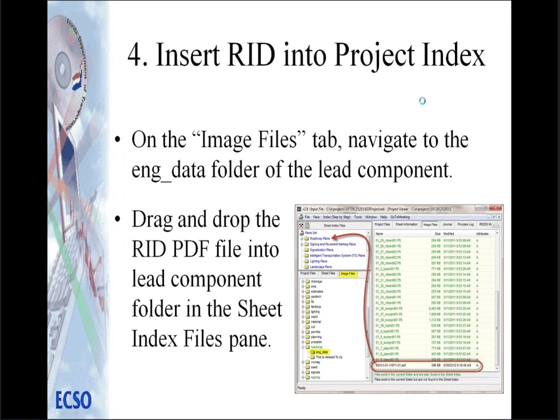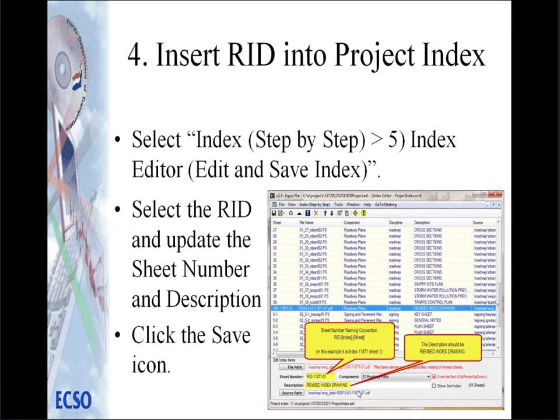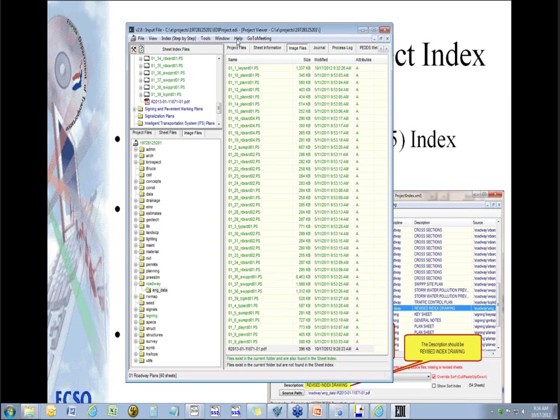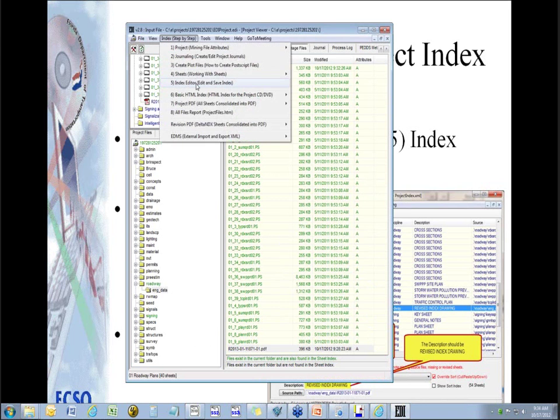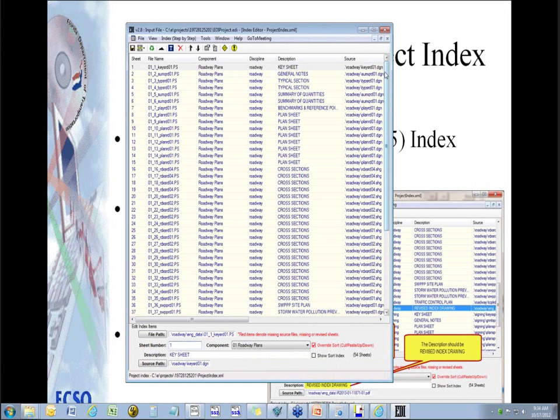The next part of step 4 is you'll want to go in and edit the properties of that, because it's going to come in with just the default information. So you'll go in, select index step by step, step 5, the index editor. Then you'll select the revised index drawing and update the sheet number and description, and then save that. So to do that, again, we can go index step by step, step 5, index editor.